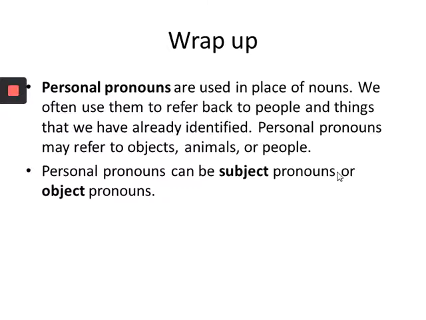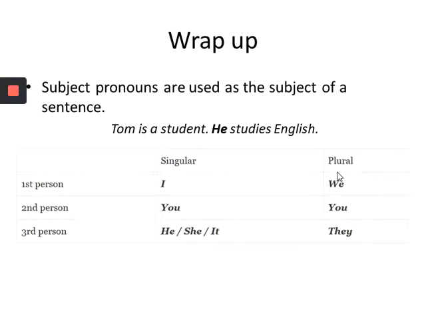Wrap up. Now, I'm going to wrap everything up. Personal pronouns are used in place of nouns. We often use them to refer back to people and things that we have already identified. Personal pronouns may refer to objects, animals, or people. Personal pronouns can be subject pronouns or object pronouns. Subject pronouns are used as the subject of a sentence. Tom is a student. He studies English.